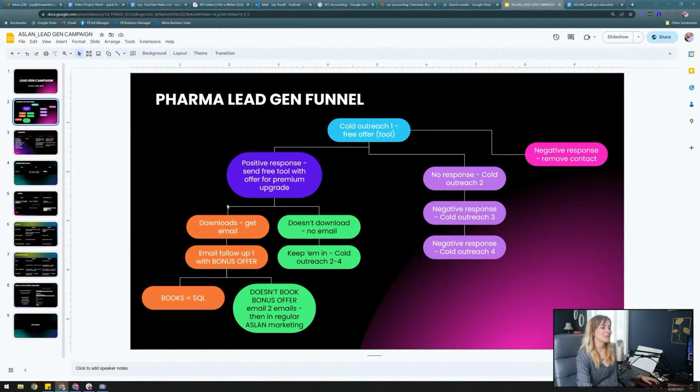But let's go back up to the workflow because I want to make sure you understand. Obviously, there are two different ways this could go. So if they give a positive response to that initial cold outreach, you can send them to be like, hey, that's awesome, love it, here's some more stuff.